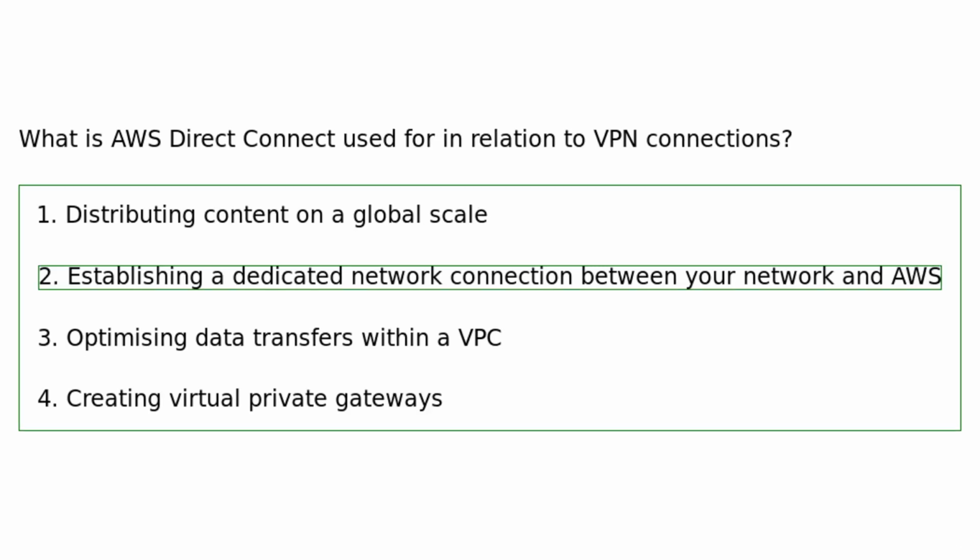AWS Direct Connect is used for establishing a dedicated network connection between your network and AWS, providing a more consistent and reliable connection compared to internet-based VPN connections.